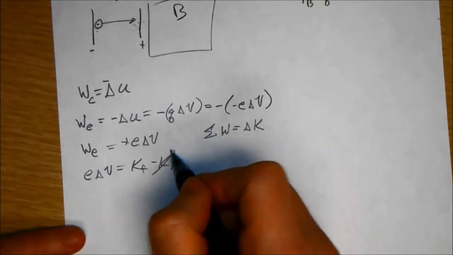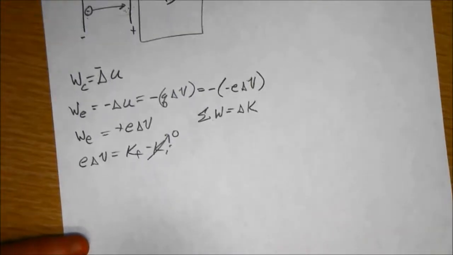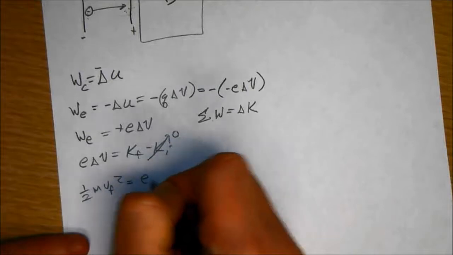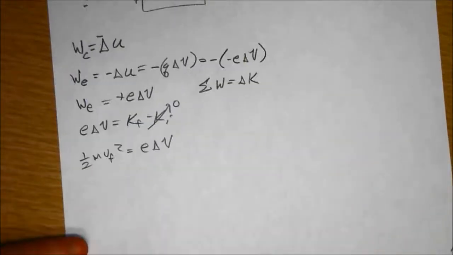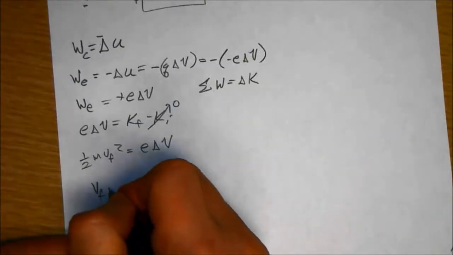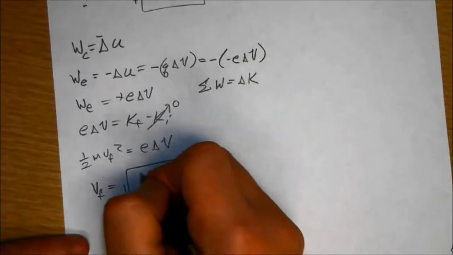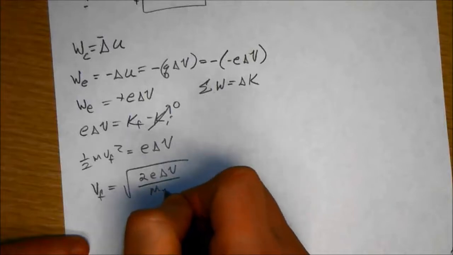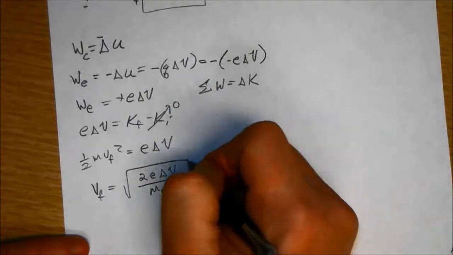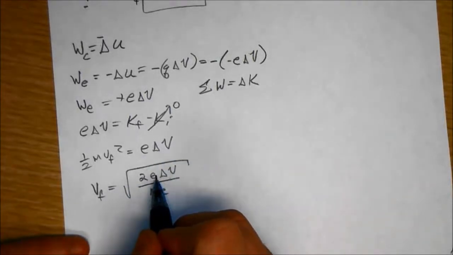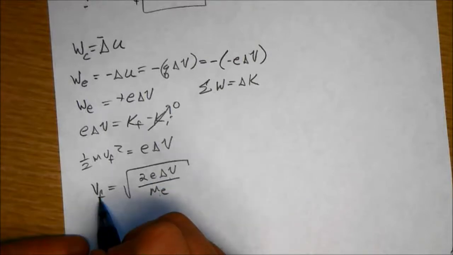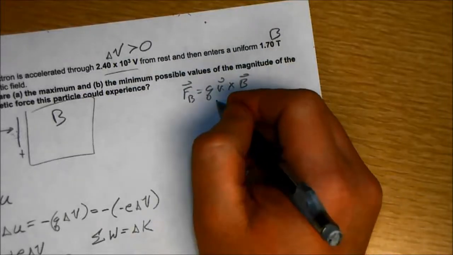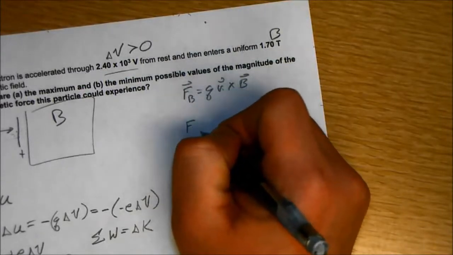It's accelerated from rest, so K initial equals 0. So 1/2 m v final squared is equal to E delta V, or v final is just equal to the square root of 2E delta V over m, where m is the mass of an electron. So we have the change in voltage, the charge of an electron, the mass of the electron, and the final velocity. So going back here, we're just asking about the magnitude.